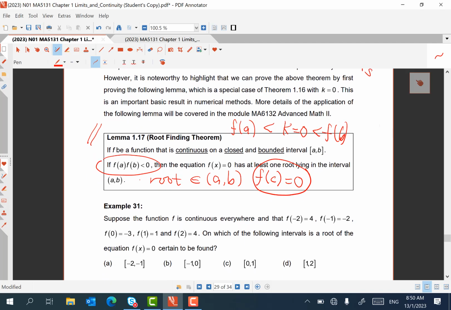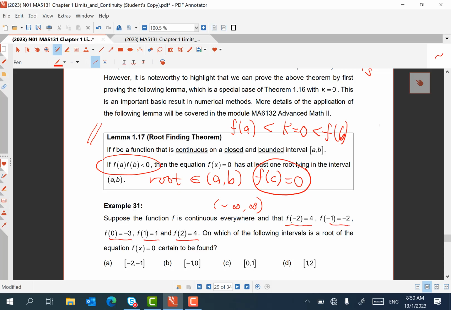Let's see this example again. Suppose a function f is continuous everywhere. Continuous everywhere means it's continuous over the entire real line. And then you're given these function values. And then now we want to ask, in which interval does the function have a root?